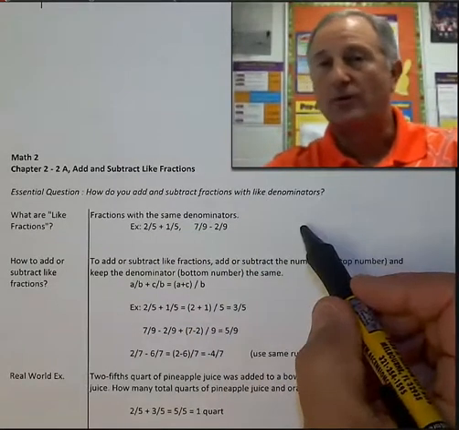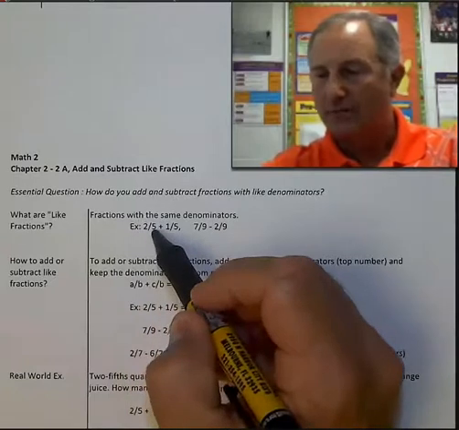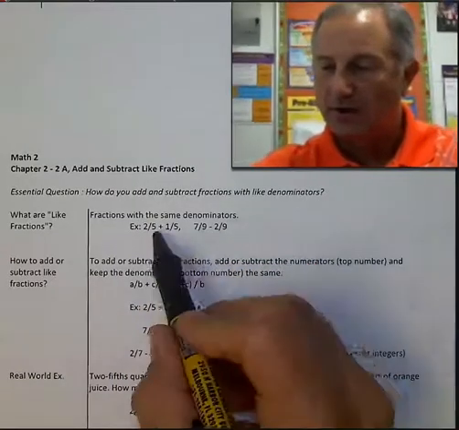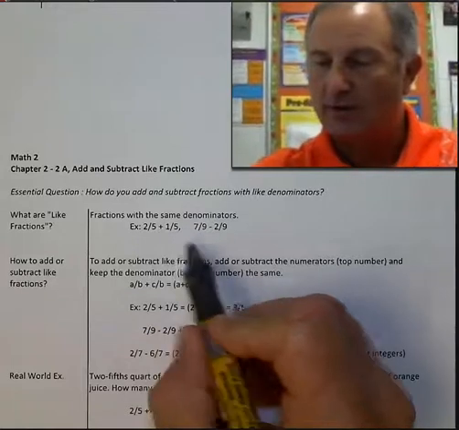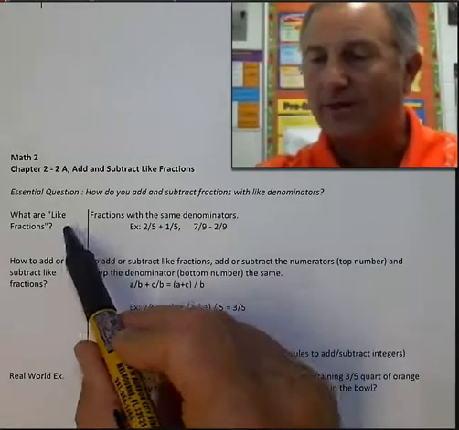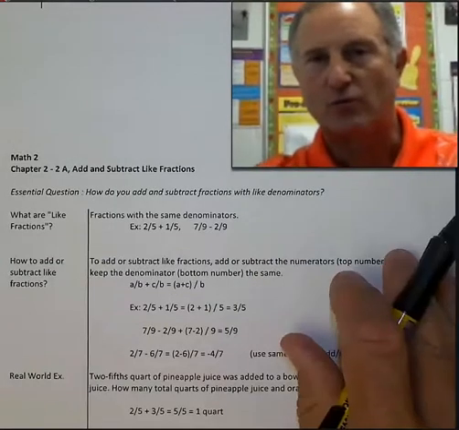Remember, numerators and denominators. Numerators are the top number, and the denominator is the bottom number. And when you have like denominators, you have fractions that have the same denominator. Like these are both 5, these are both 9. These would be like fractions because they have the same denominator. Pretty straightforward with that.